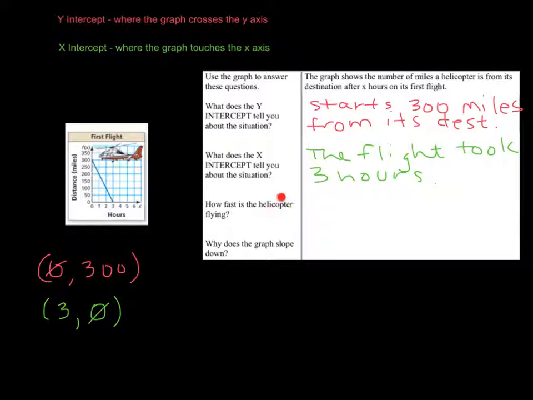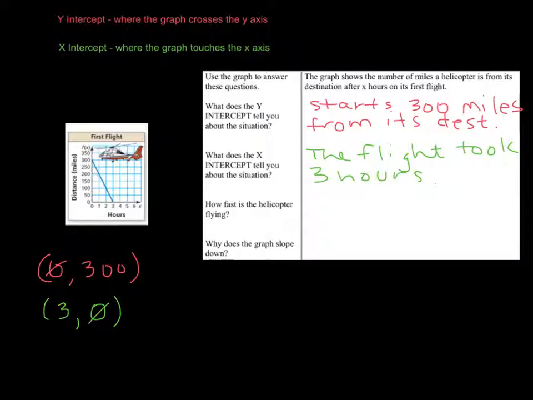Now let's look at our next question. It says, how fast is the helicopter flying? Well, when you're measuring speed in this helicopter, we're talking about miles per hour, right? Because that's how you measure speed. It's your change in y divided by your change in x. That's your rate of change, or the rate at which the helicopter is flying.